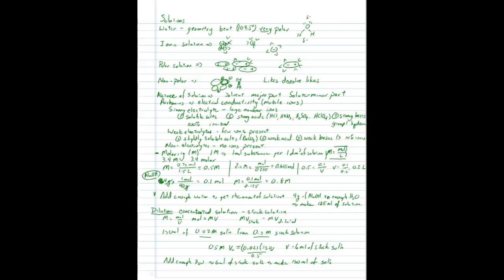If you added 150 milliliters and the volume is additive, you would get 156 milliliters. Not that big an issue because it's so dilute. But if it's going from 0.5 molar to 0.1 molar, that would make a significant difference. That ends this lesson on solutions.